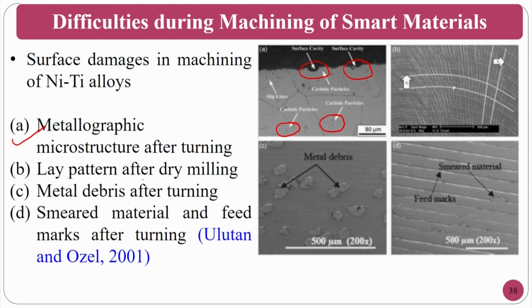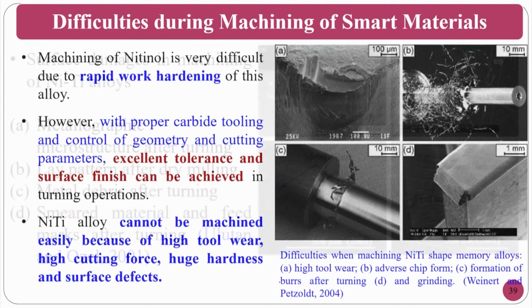The lay pattern after the dry milling, you can see the lay patterns, that is the surface roughness, and even metal debris you can see in it. At the same time, smeared material also you can see in this particular workpiece material.